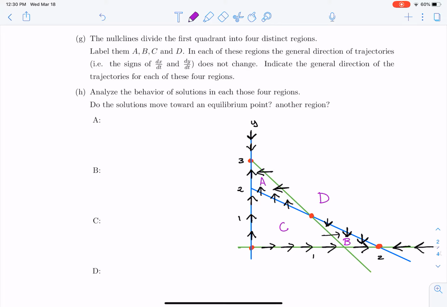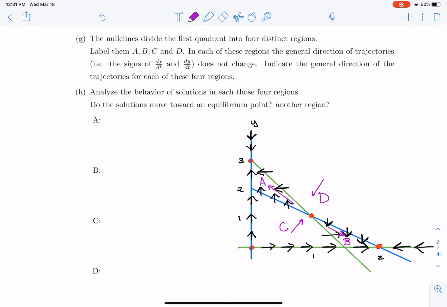We can also look inside each one of those regions and get an idea of the general direction of the trajectories of our solutions. Notice that in region A, solutions seem to be pointing up and to the left. In region B, they seem to be pointing down and to the right. In region C, they seem to be pointing up and to the right. And in region D, they seem to be pointing down and to the left.